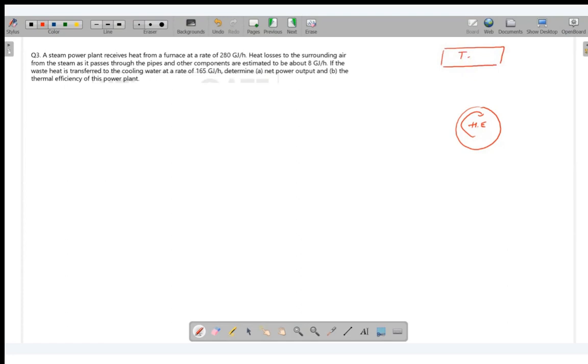So furnace means high temperature at T1. And it is receiving heat Q1 equals 280 gigajoule per hour. Heat losses to the surrounding air from the steam as it passes through the pipes and other components are estimated to be 8 gigajoule per hour. So basically from here, there are some heat losses, Q losses.